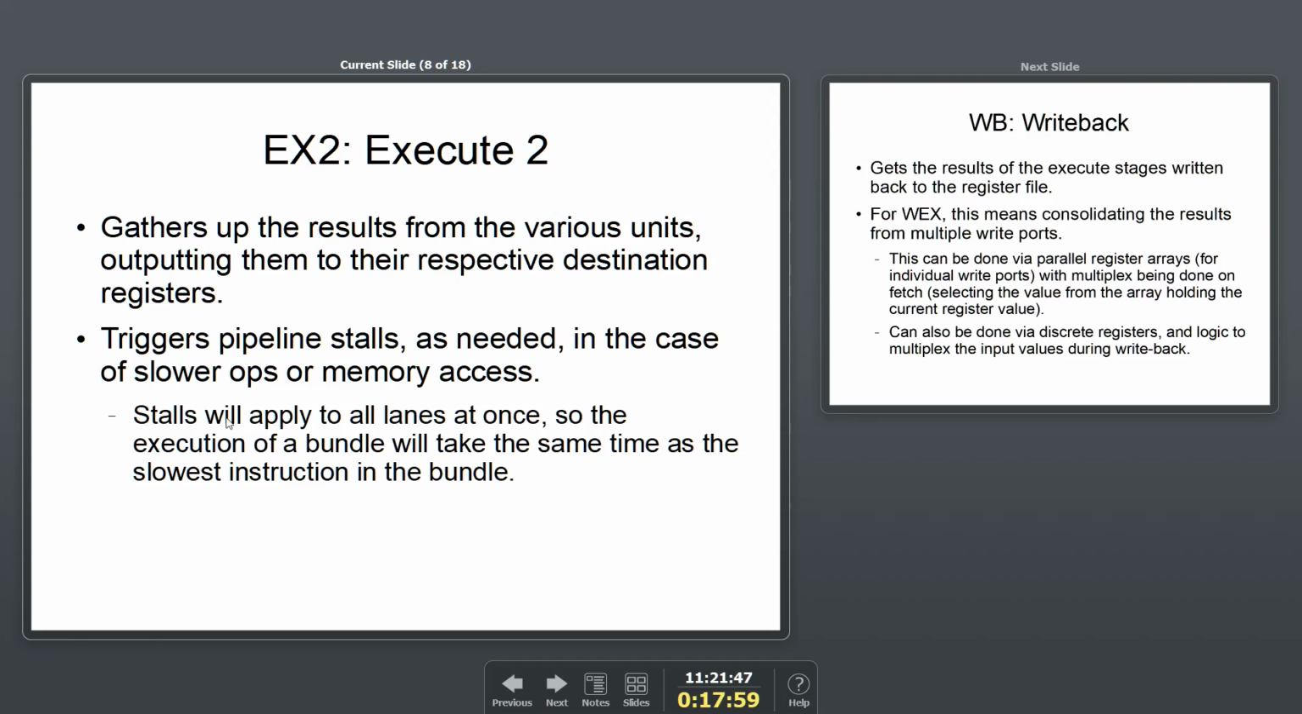So stalls are applied to all lanes at once, so the execution of a bundle will take the same time as the slowest instruction in the bundle or sequence. Terminology is not super consistent here, but as noted, everything happens in lockstep, so this follows from that.